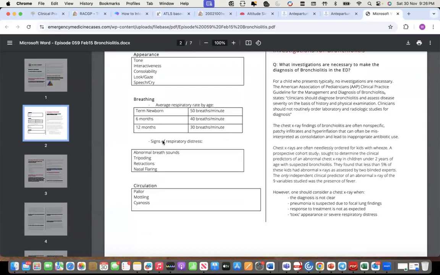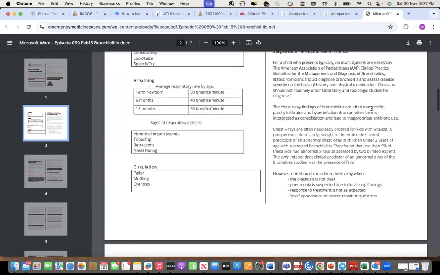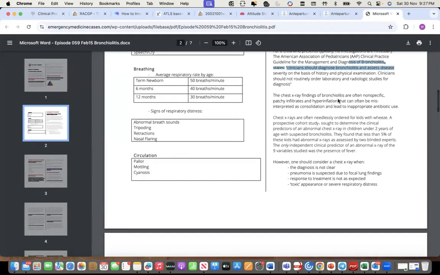So this is from the non-Australian guideline, but I think I have a reference from the RCH as well. After this one, we will do the RCH reference again. So there is no investigation required for the management and diagnosis of bronchiolitis here, and we should not do any laboratory or radiologic studies.